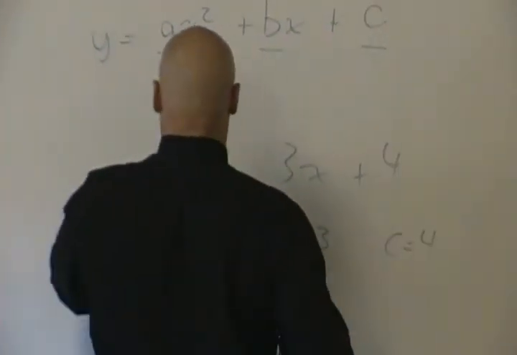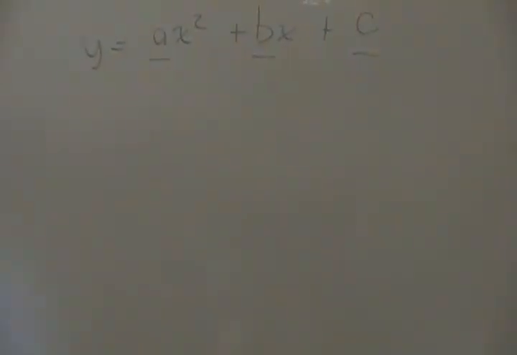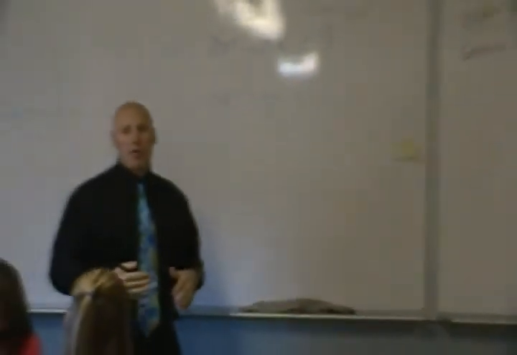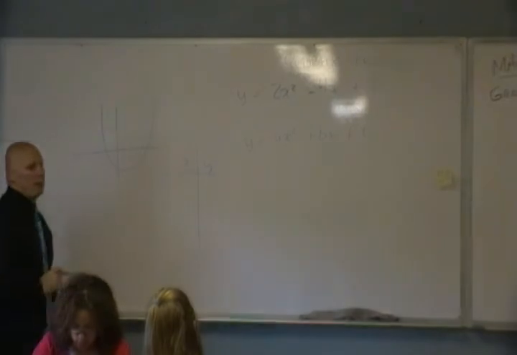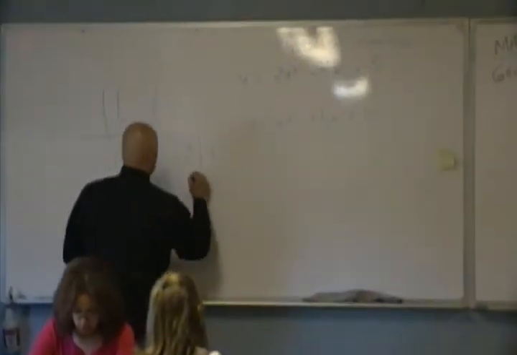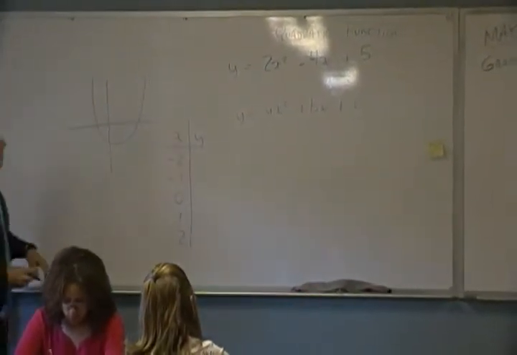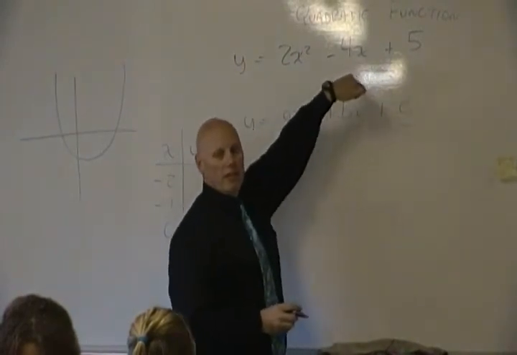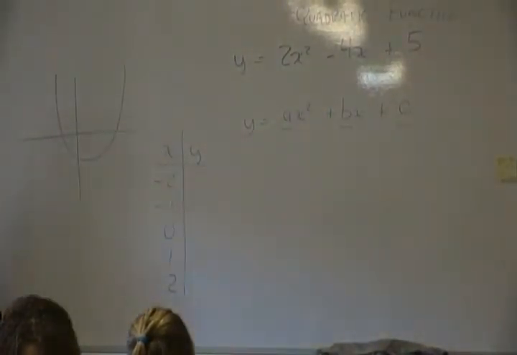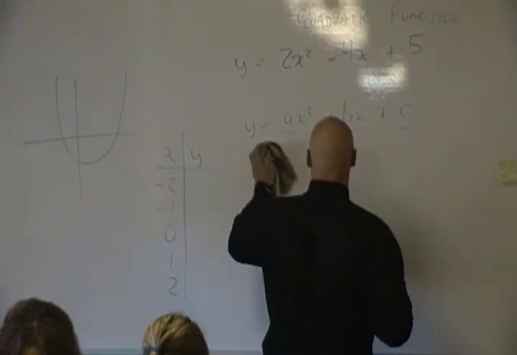I'm going to leave this up for just a second. To graph this, there's a whole bunch of different ways. Today, we're going to start with the easy way, the old plug and chug method. Everybody remember this? All we do is plug in negative 2 for each of the x's and figure out what y is, then negative 1, and figure out what y is. Go ahead and do that. I'll do it up here as well.